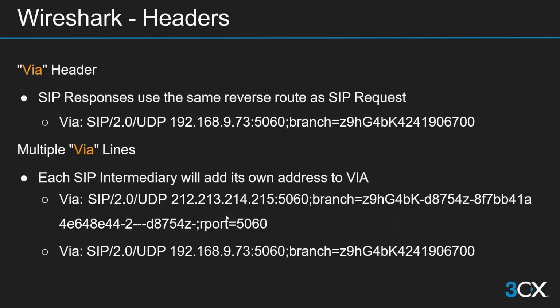The via header: SIP responses use the same reverse route as the SIP request. So you should see in the via always popping up the hosts or the hops where it goes through. Multiple via lines, for example, each SIP intermediary will add its own address to the via. We see here that's the WAN IP most likely, and then we have here the IP of the phone.